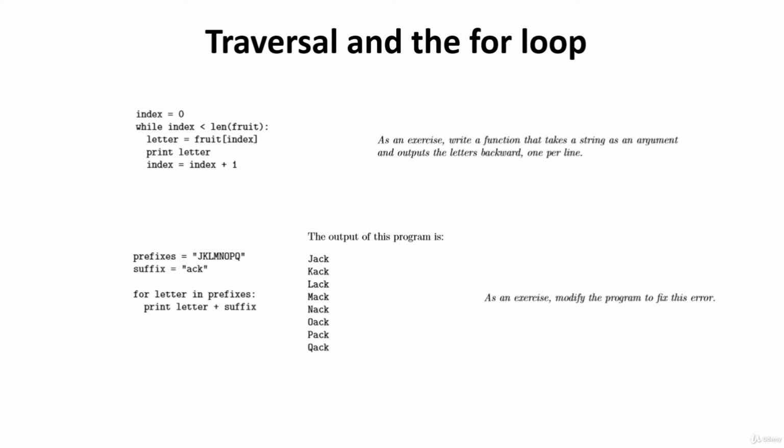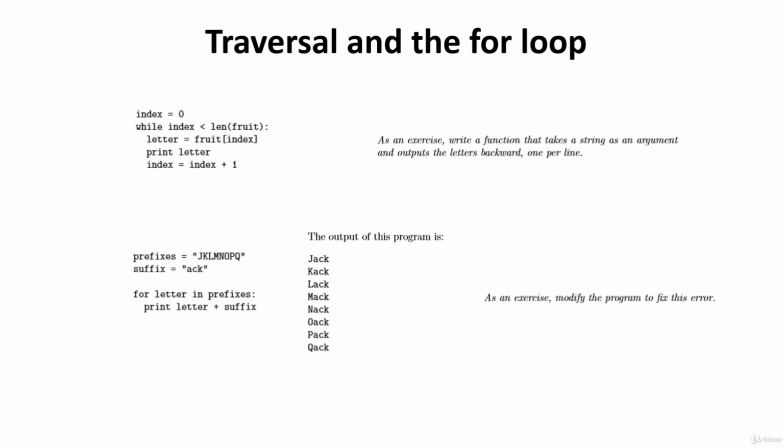Using an index to traverse a set of values is so common that Python provides an alternative, simpler syntax, the for loop. For char in fruit: print(char). Each time through the loop, the next character in the string is assigned to the variable char. The loop continues until no characters are left.